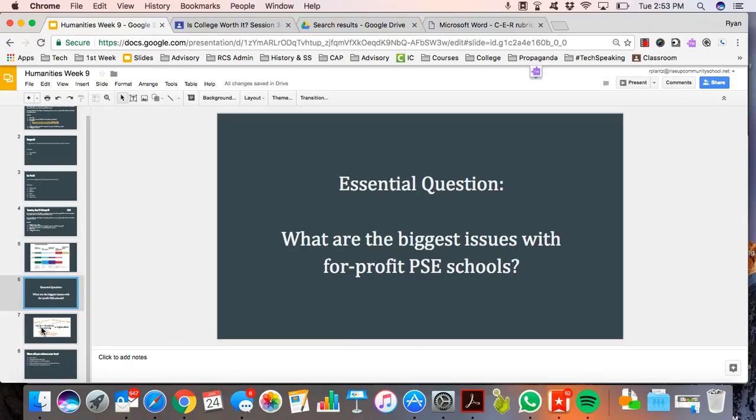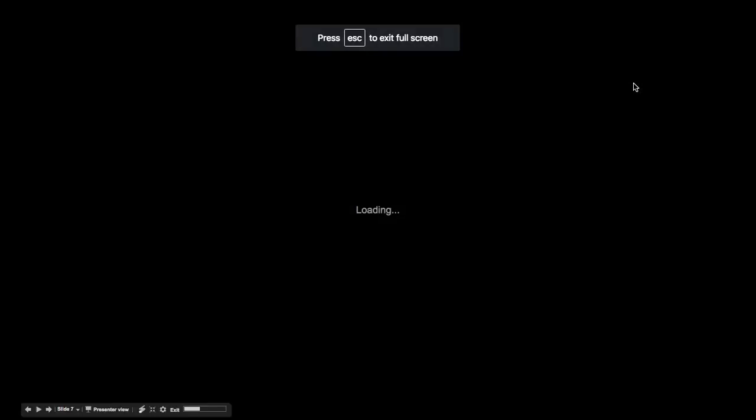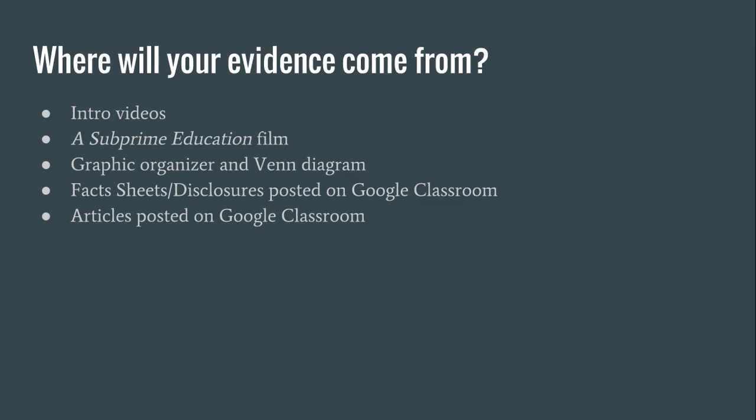And here's another slide that I think is really helpful that elaborates on the CER model. I'll post this whole slide deck to help you out. But the claim is basically telling me, what do you know or what are you saying? Like, what's your argument? The E, evidence, is explaining, well, how do you know that? Back it up with some facts. And then the reasoning: why does your evidence support your claim? The evidence is going to come from a few different places.